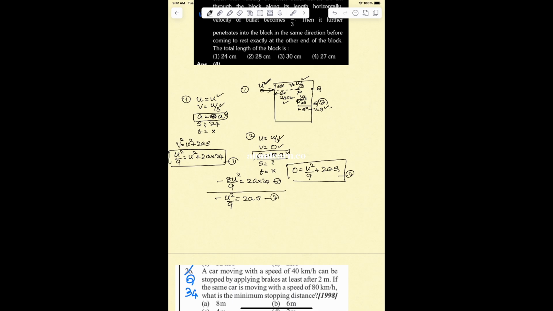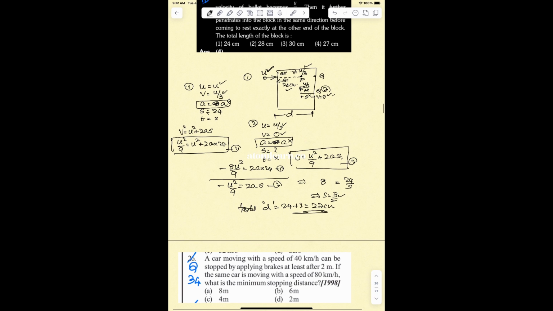Now divide between these two. Then on the right hand side you have 24 by s, and on the left hand side you have 8. Therefore, s equal to 3. S equal to 3 is for the second distance. Already you got the 24 centimeter. Therefore, the total width D, the length of the block, is nothing but 24 plus 3 equal to 27 centimeter. Understood? Therefore, answer is option 4.